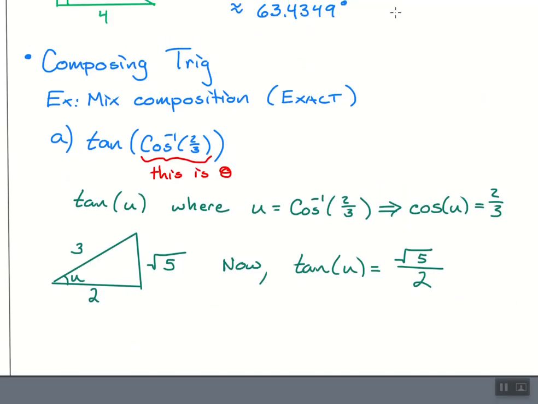On B, I'm going to catch up to you guys. I want you to evaluate for me the cosine of the arc sine of negative 3/5. The cosine of the arc sine of negative 3/5.